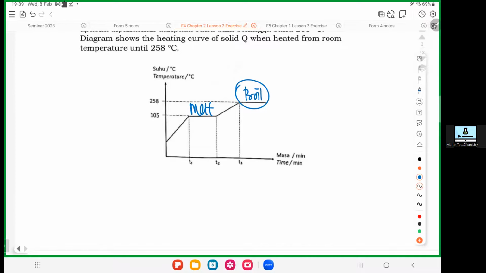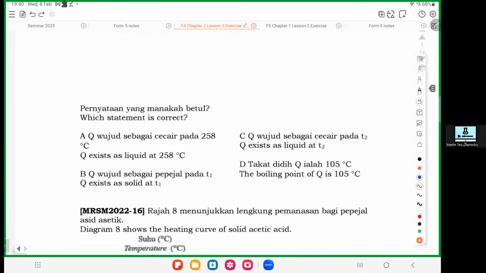When boiling takes place, it is not yet gas, because at here the boiling is still ongoing, right? Horizontal line, boiling ongoing. So when boiling is ongoing, you should have gas and liquid mixed together. So not only liquid, wrong. B: Q exists as solid at T1.